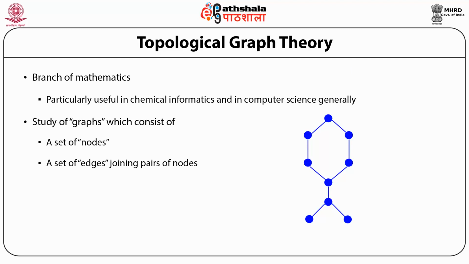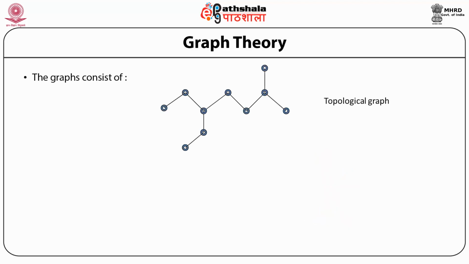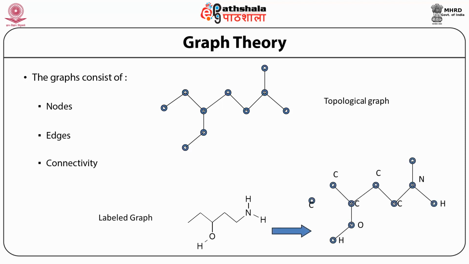What are these dots? Dots are nodes. So in depicting any graph, you have to have nodes, and connecting nodes will be edges. These nodes can have different kinds of notations. You can have nodes and edges, then you can have connectivity between them. You can have labels on the nodes. If you label them, you call it a labeled graph, like shown at the bottom. In chemistry, a lot of times we use labeled graphs.